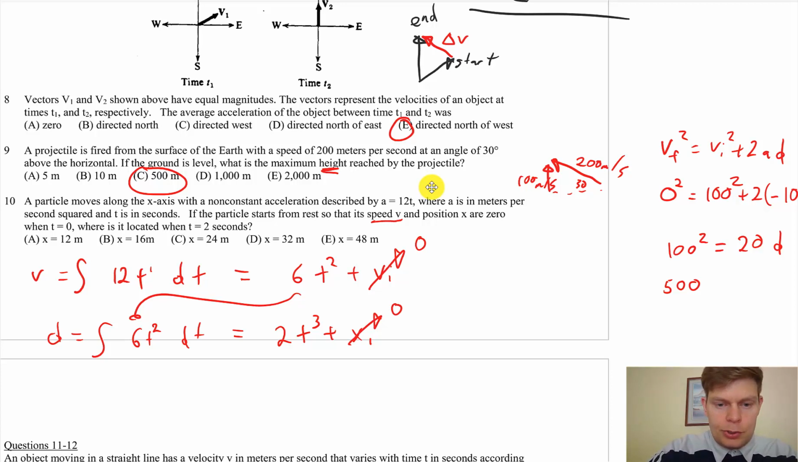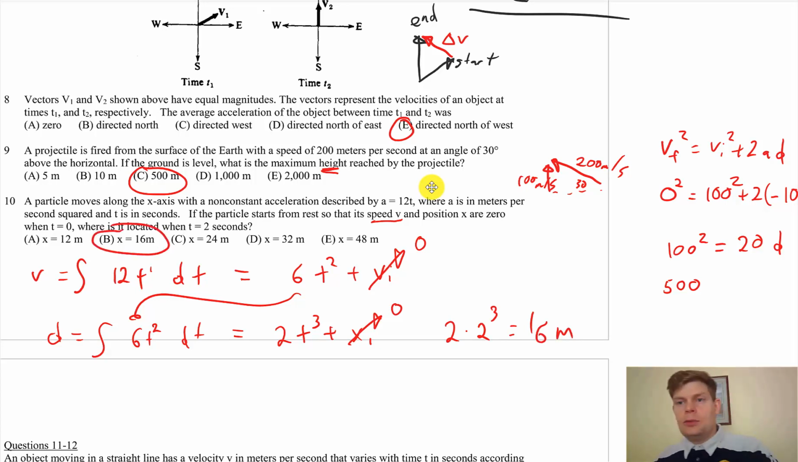So it's just 2t cubed, and then we got to sub in 2 seconds for t. So it's 2 times 2 cubed, which is 16. Whoop. And we're done that guy.